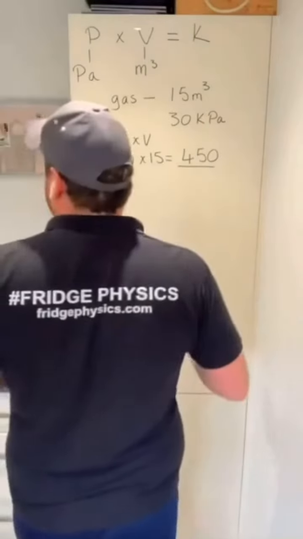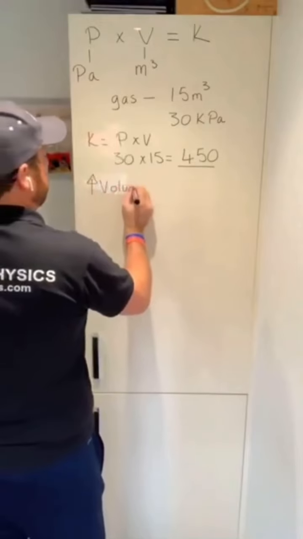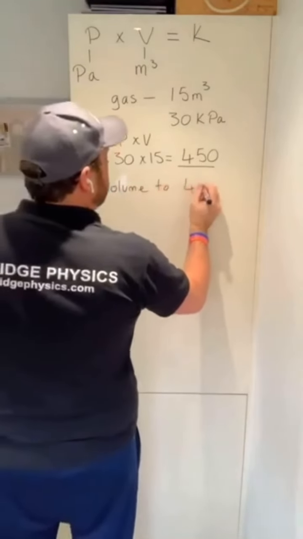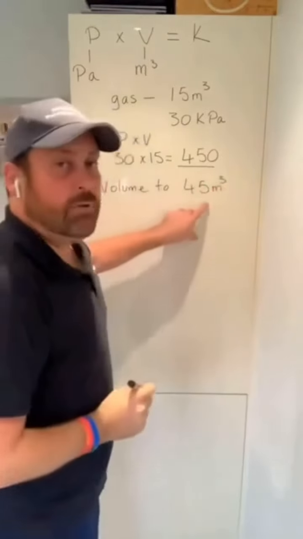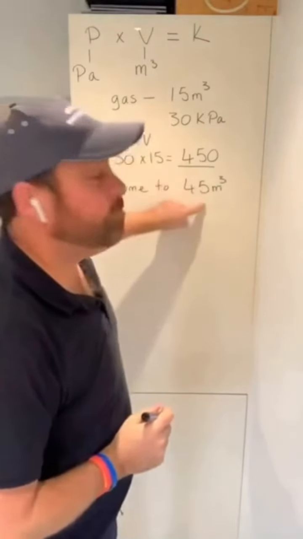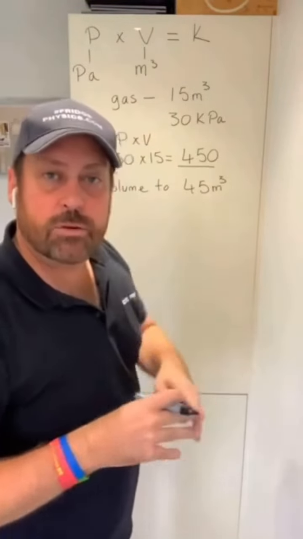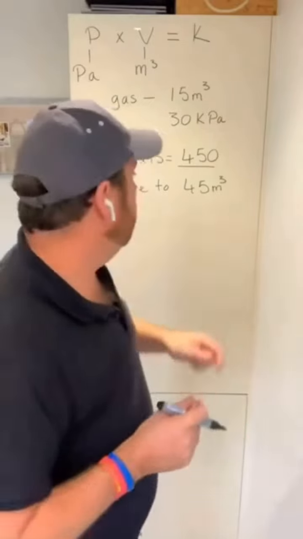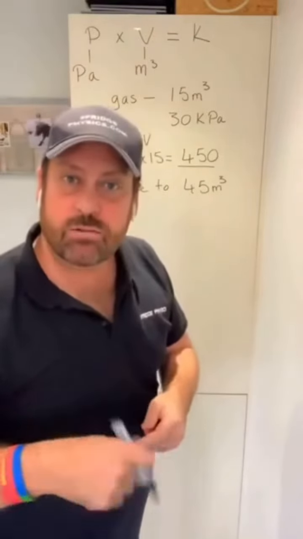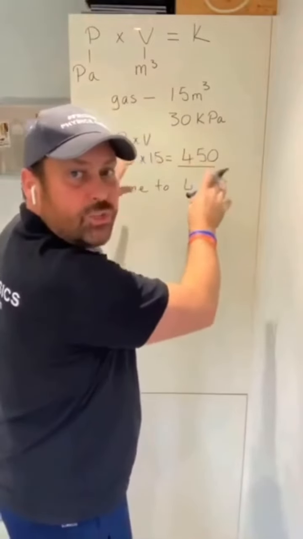So I'm proposing that what we're going to do is we're going to increase the volume to 45 meters cubed. So theoretically, we are timesing the volume by 3, which means that the gas pressure, if the volume increases, the gas pressure goes down. Therefore, we'd expect the gas pressure to go down 3 times. But I'm going to put it in the equation and just show you that it mathematically does work.